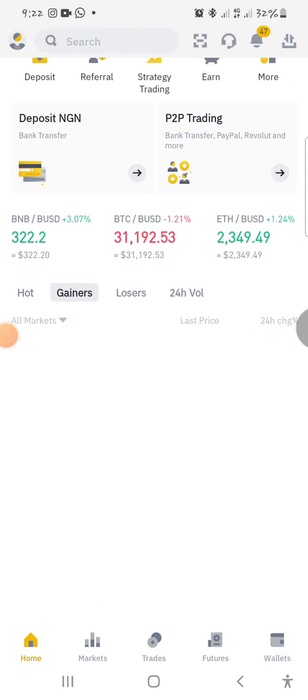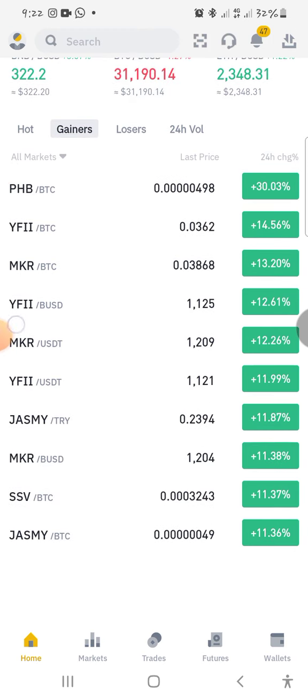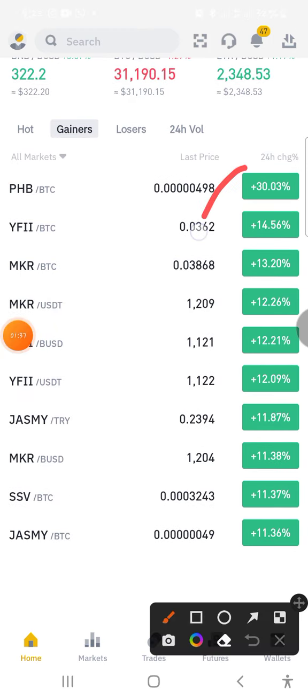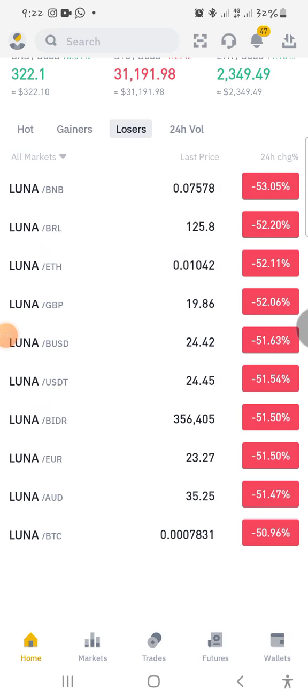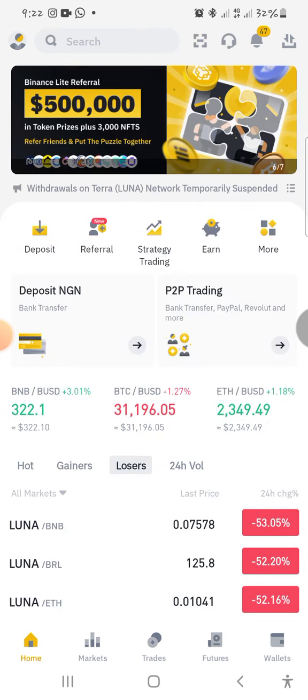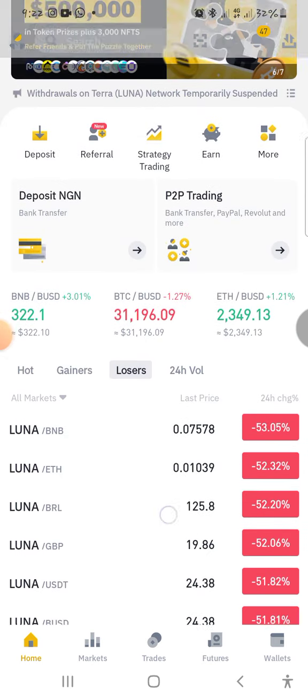So you have the gainers, that's the top gainers, the coins that rose today despite anything that happened. These are the coins that rose today. And then the losers, the top losers. Okay, so we have Luna, just Luna. You can see a minus 53 percent drop. Okay, and this is just the interface.